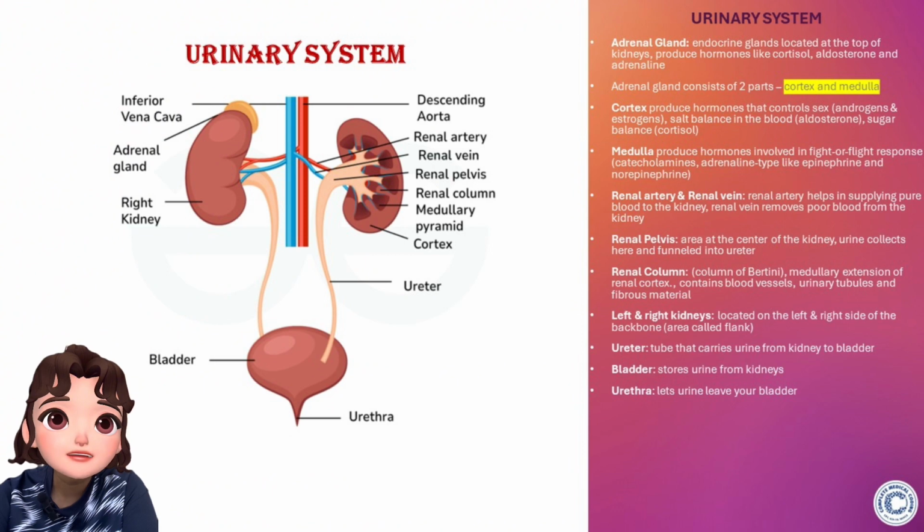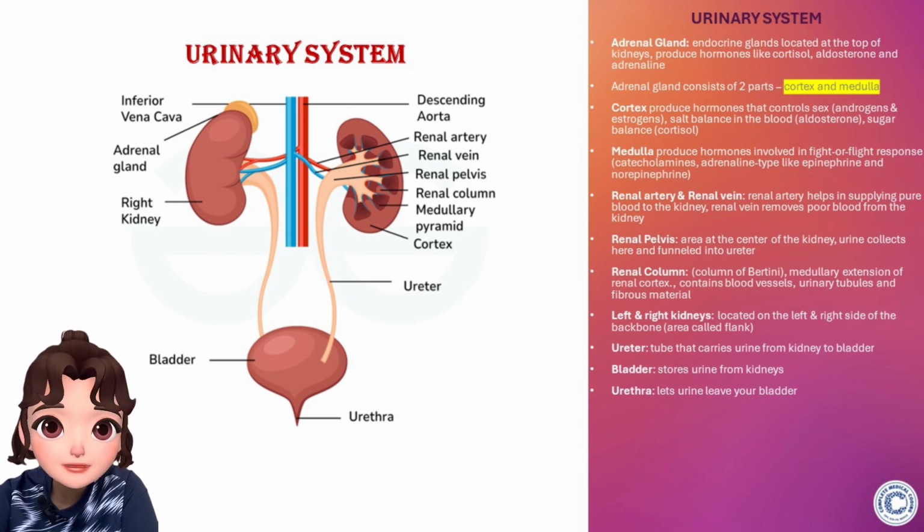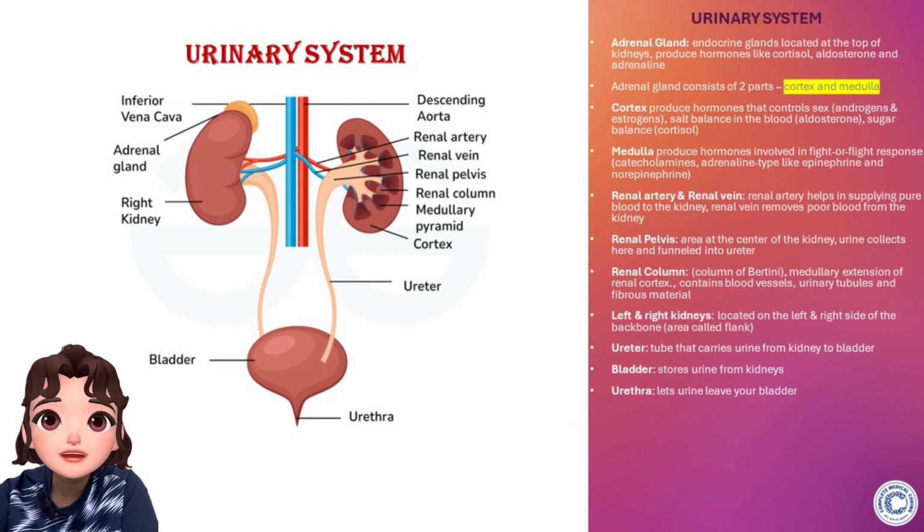The left kidney, its internal part is mentioned there, like a cross section of the kidney is shown. There you can see renal column, also called as column of Bertini. It's the medullary extension of renal cortex. It contains blood vessels, urinary tubules, and fibrous material.